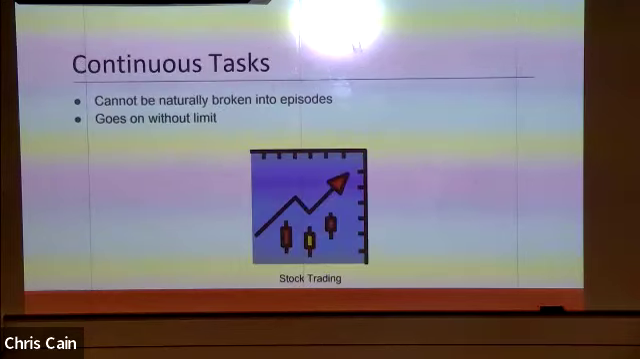On the other hand, we could have some continuous tasks. So something like the stock market or trading. This happens in real time. We can't easily break this down into the end of episodes. Maybe we could with something like, what is the value of your portfolio at the end of each day? But you could also think of this as just, from start onwards, maximize the amount of money in my portfolio.